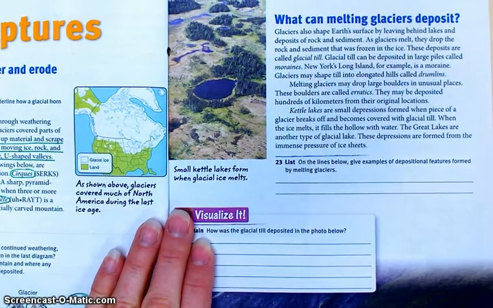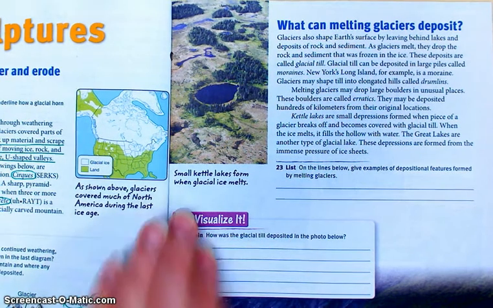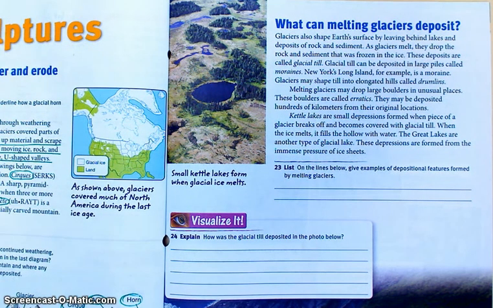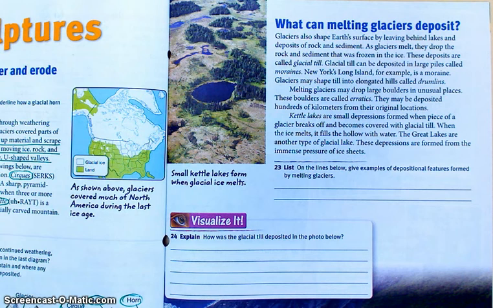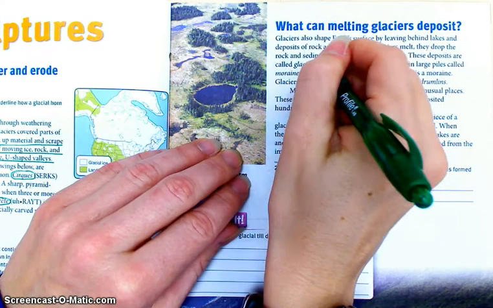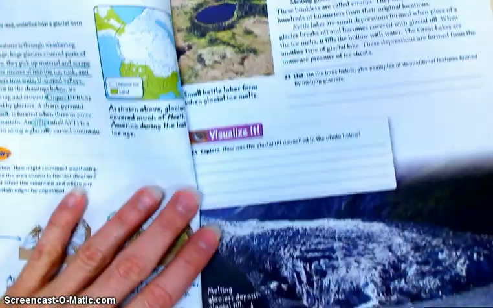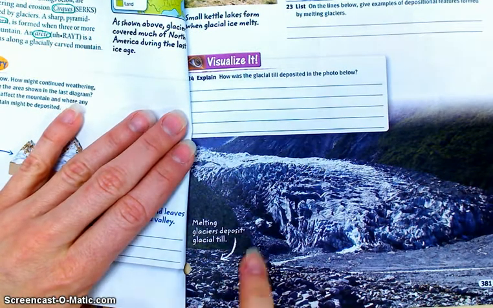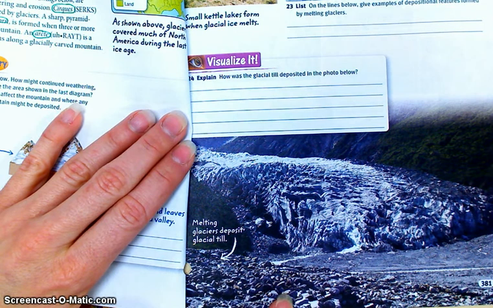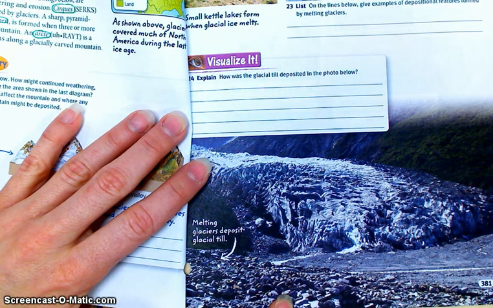What can melting glaciers deposit? Well, glaciers also shape Earth's surface by leaving behind lakes and deposits of rock and sediment. Remember, we've said that the Great Lakes were formed by glaciers. As glaciers melt, they drop rock and sediment that was frozen in the ice, and these deposits are called glacial till. Okay? Down here, there is an example of glacial till. All of this stuff, all of this rock that's been deposited, that's glacial till.